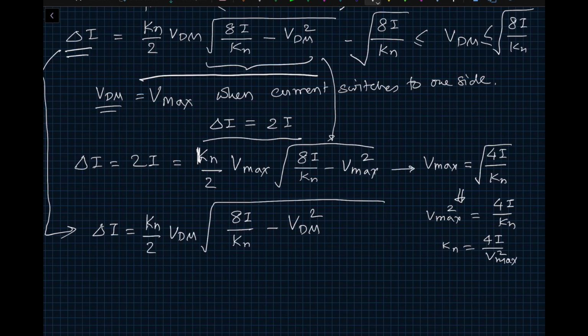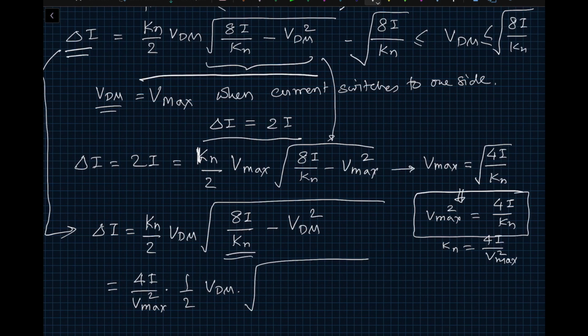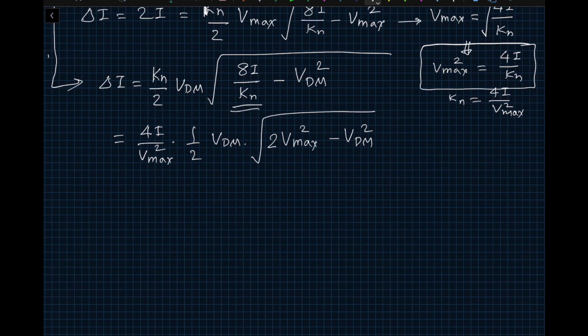So let's see. We already know we can substitute for Kn. So Kn would be 4I divided by Vmax square, and then we have Kn divided by 2, and then we have VDM. And then in the square root expression, what does this look like? It's twice the 4I by Kn, so this would be 2 times Vmax square minus VDM square. So now we can rearrange the terms again, and you will see it will look like 2I divided by Vmax square, and then VDM, and in the square root we will get 2 Vmax square minus VDM square.